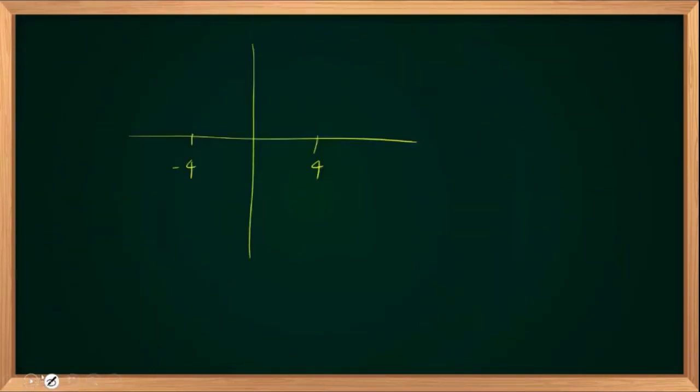So the curve will be a linear curve passing through the origin. This was my Vout, X was my Vin. So it will go up to +4, down to -4. So this will be -4, this will be +4. Vout equal to Vin.